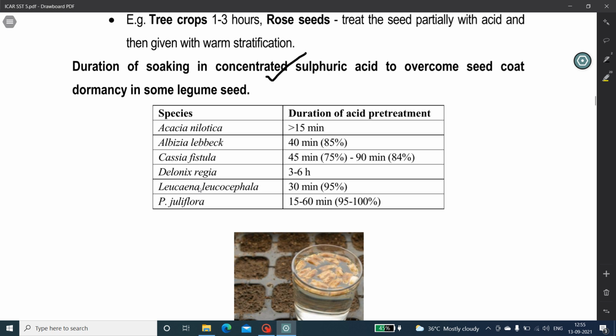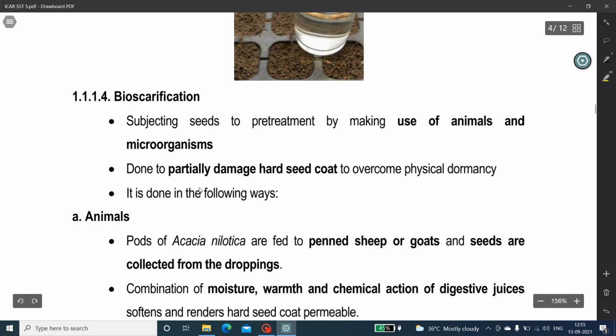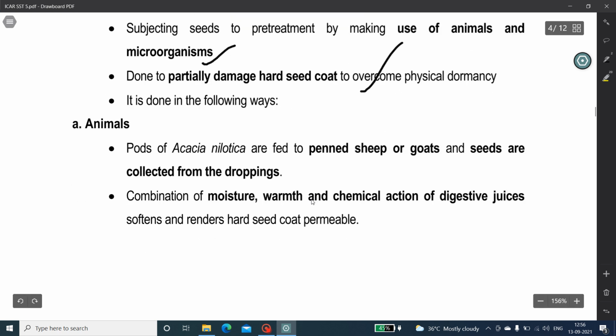The next one is bioscarification. Here it is subjecting the seeds to pre-treatment by making use of animals and microorganisms. It is an important factor in breaking down of seed coat impermeability. It is done to partially damage the hard seed coat to overcome physical dormancy to allow the imbibition of water leading to the metabolic process of germination. It is done in the following three ways: animals, insects and microorganisms.